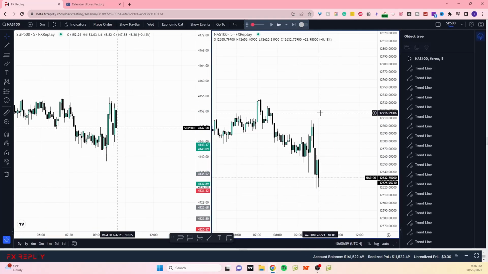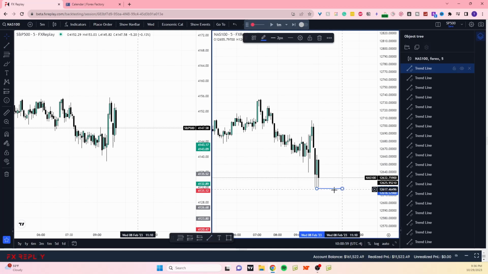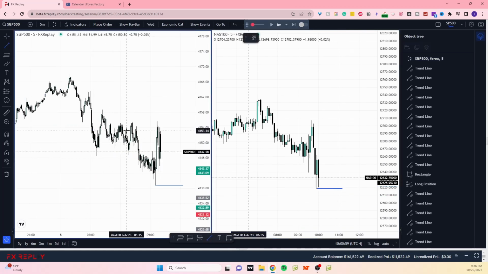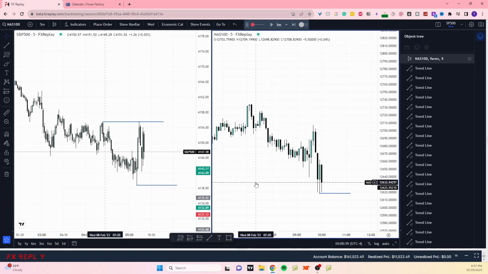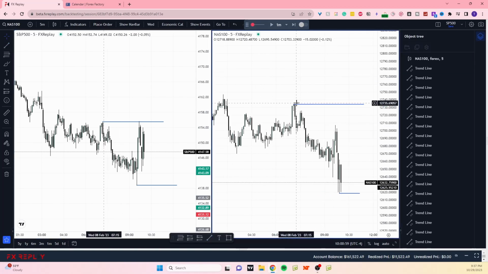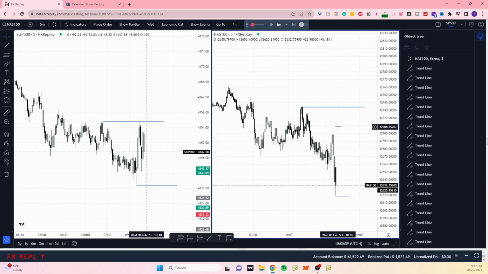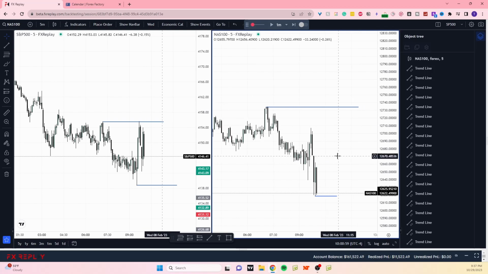Here we're marking out the range high and the low. I'm also noting that NQ is much weaker than ES. So if it breaks the range low, I'm definitely going to short NQ here. You can also notice any structural differences on the hourly or any SMTs.